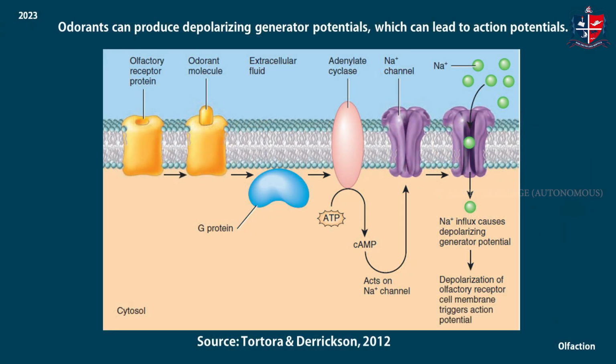This is a picture showing what I said earlier. The olfactory receptor protein is embedded in the plasma membrane of the olfactory hair cell, and the odorant molecule comes to bind to the receptor protein. The G protein gets activated, and the adenylate cyclase enzyme gets activated, resulting in the production of cyclic AMP, which acts on the sodium channels. Sodium ion channels get opened. Influx of sodium ions causes a depolarizing generator potential. Depolarization of the olfactory receptor cell membrane triggers an action potential.